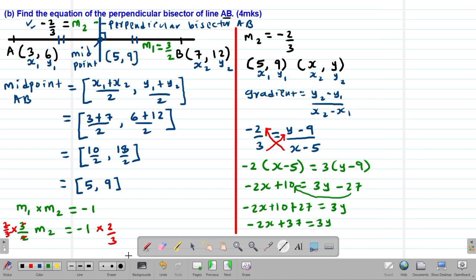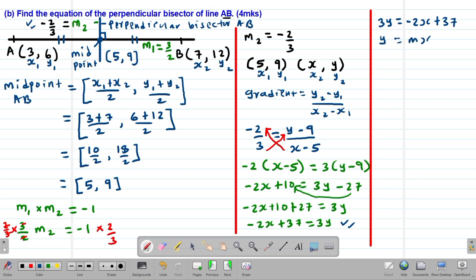Then of course, I want to express this particular equation in the general form, which is y equals mx plus c, but the question did not specify for us to express in that particular form. Therefore, this equation can be rewritten as 3y equals negative 2x plus 37. So this can serve as a solution. Because the question is not specific, but I can also express it in the general form, which is usually y equals mx plus c.